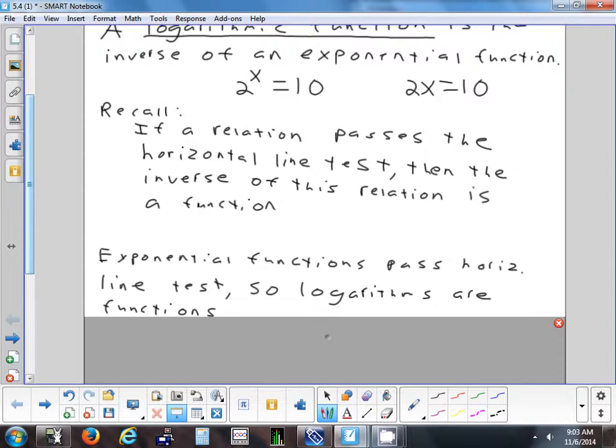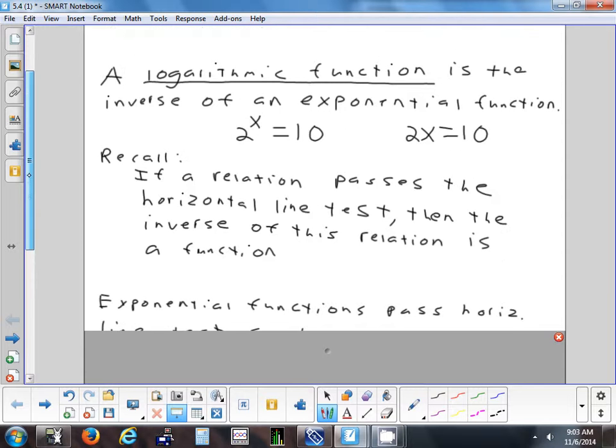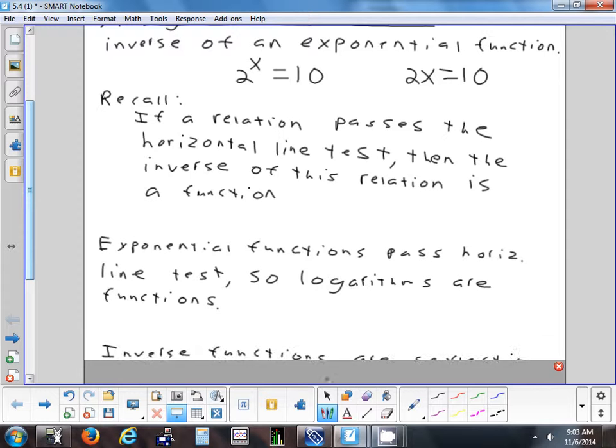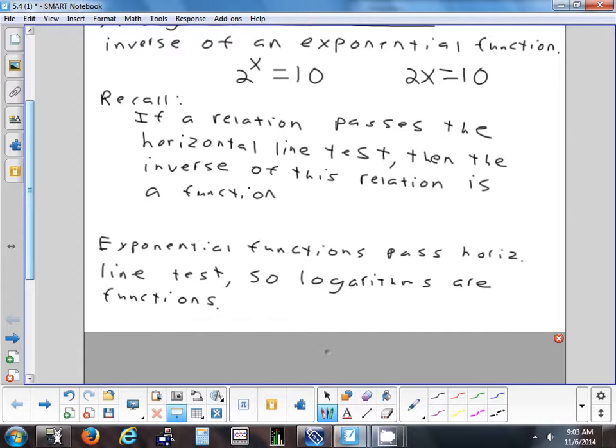So, since an exponential function passes the horizontal line test, and I said earlier that a logarithm is the inverse of an exponential, that means that logarithms are functions. Okay, since exponentials and logs are inverses of each other, and exponentials pass the horizontal line test, the inverse of an exponential will pass the vertical line test. And we call that inverse a logarithm. Okay, so logarithms are functions.